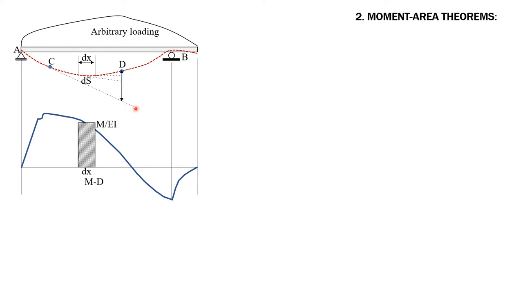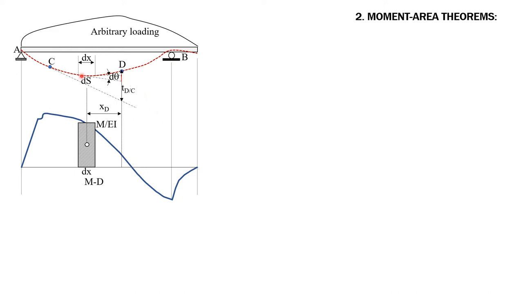And the tangent at C and the tangent at D are drawn, and the vertical deviation of point D relative to the tangent at C is denoted by t sub D over C. So the angle here is differential theta, the angle formed between these two tangents of ds, and this is the centroid of this differential strip, and the distance from point D horizontally is denoted by x sub D.